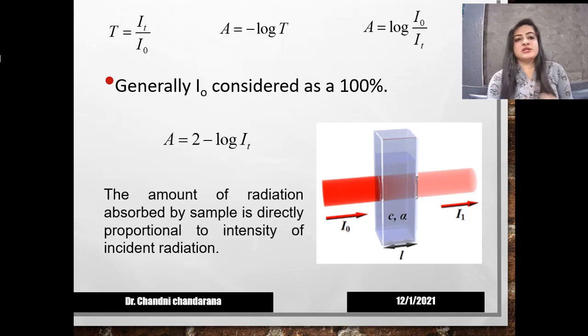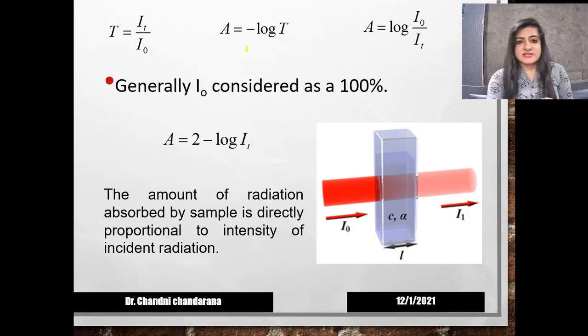Generally, T means transmittance. What is transmittance? We have seen what absorbance is, and from this we will get absorbance. Transmittance is the ratio of the intensity of transmitted light, I T, to the intensity of incident light, I0. Here I means intensity.